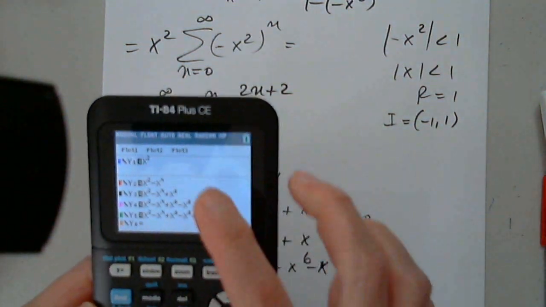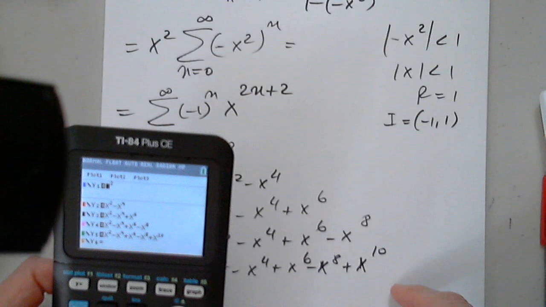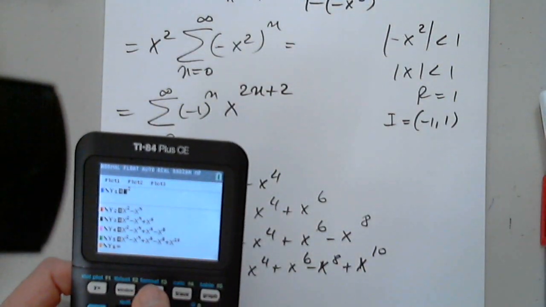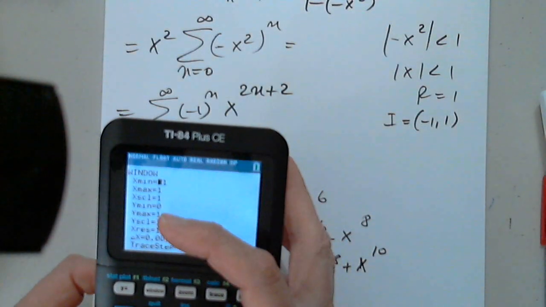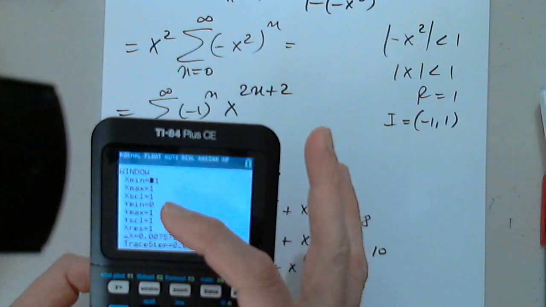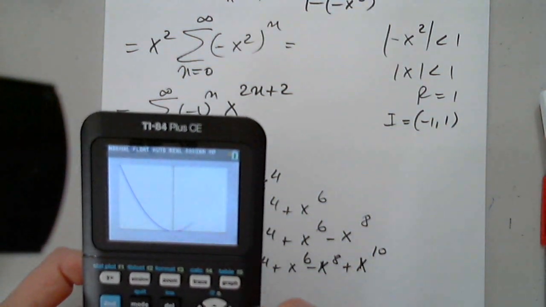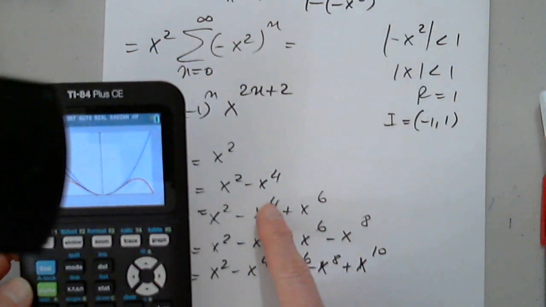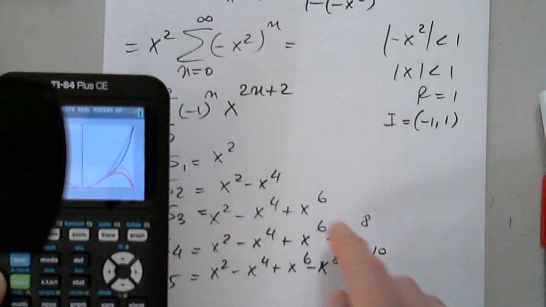Under y equals, I have x squared, minus x to the 4th, and so on and so forth. Of course, the interval of convergence is negative 1, 1. So go back to window and make sure you have negative 1 to 1 with a scale of 1, and 0, 1, 1. When you press graph, careful. Here comes the first, which is x squared. The next one, which is a difference. Then the next one, and then the next one, and then the next one. We have 5.